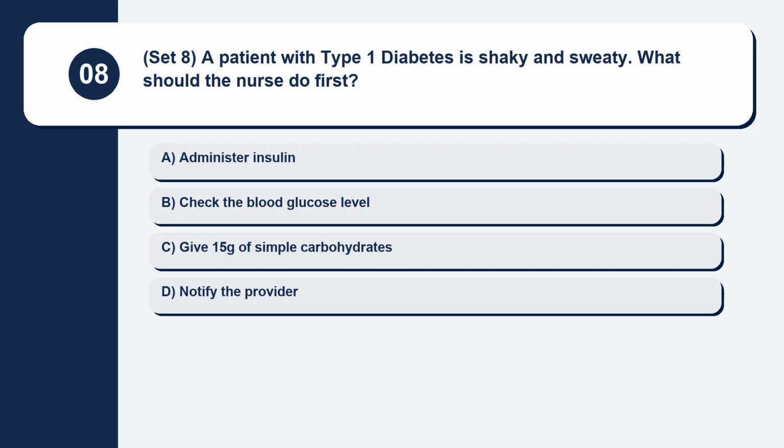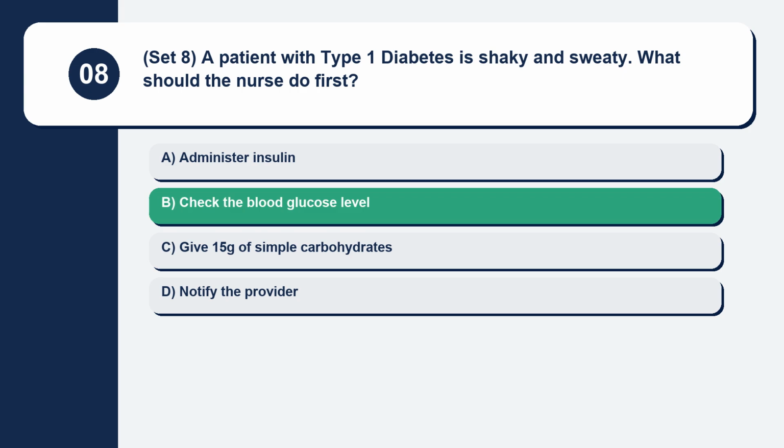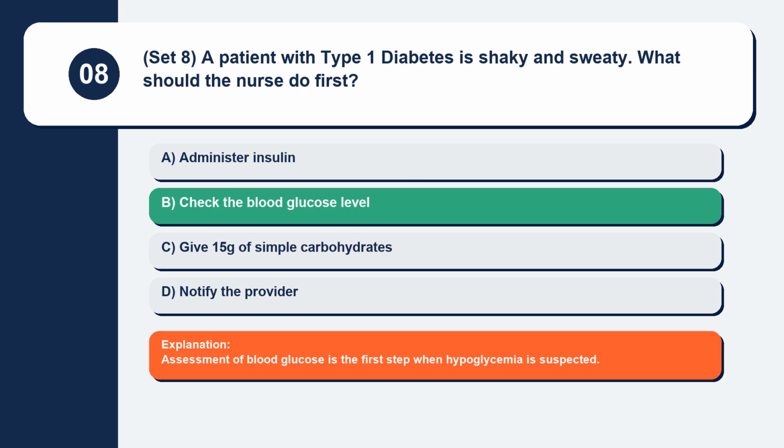Question 8. Set 8. A patient with type 1 diabetes is shaky and sweaty. What should the nurse do first? Administer insulin, check the blood glucose level, give 15 g of simple carbohydrates, notify the provider. Assessment of blood glucose is the first step when hypoglycemia is suspected.